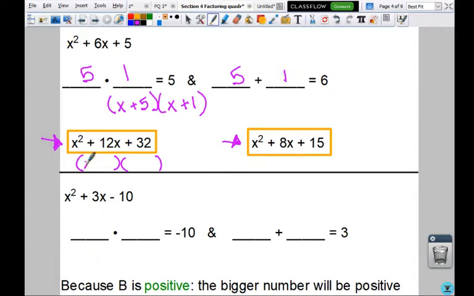x plus 4 in parentheses, and then x plus 8. Yep. x plus 4 and then x plus 8. If you flipped it around and did x plus 8 first, that's fine. It doesn't matter as long as you got them both.